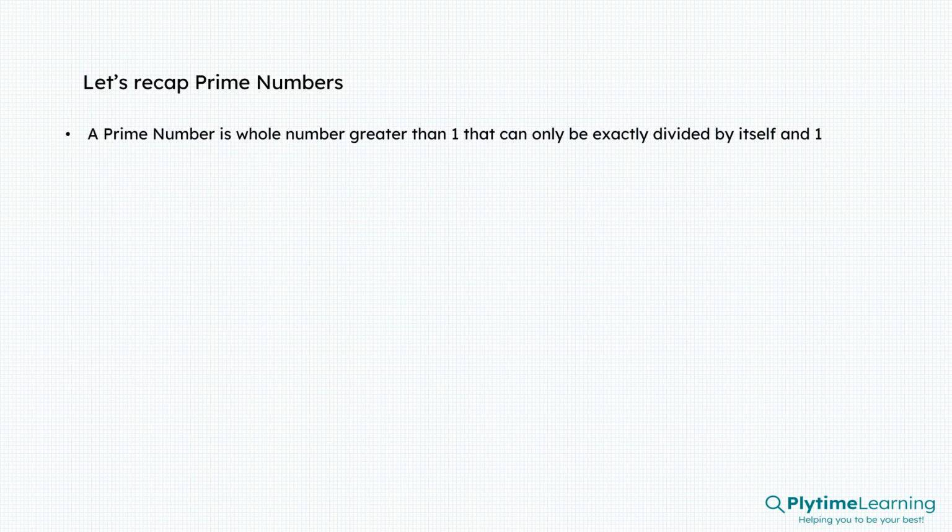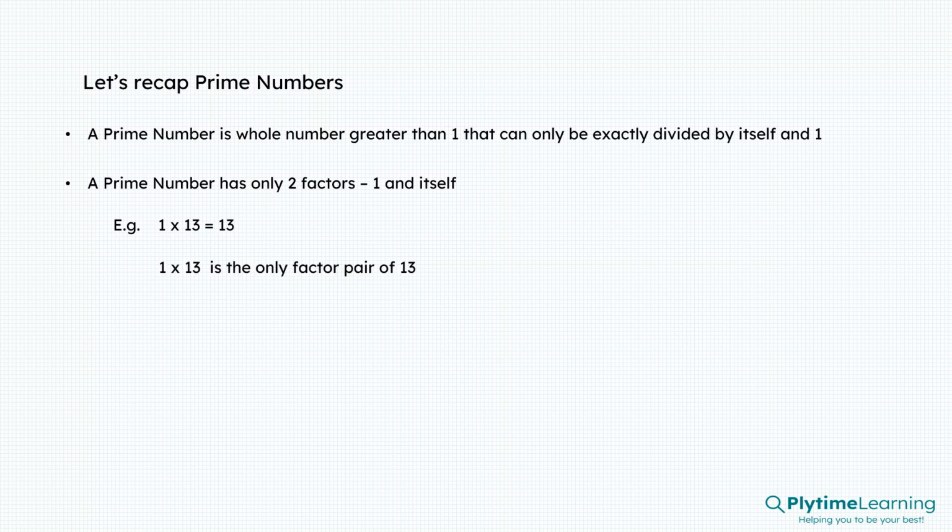Let's recap prime numbers. A prime number is a whole number greater than 1 that can only be exactly divided by itself and 1. A prime number only has two factors, 1 and itself. So for example, 1 times 13 equals 13. There are no other factors of 13. 1 times 13 is the only factor pair of 13.